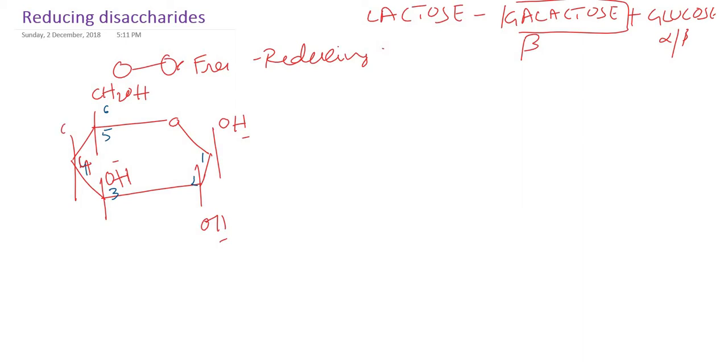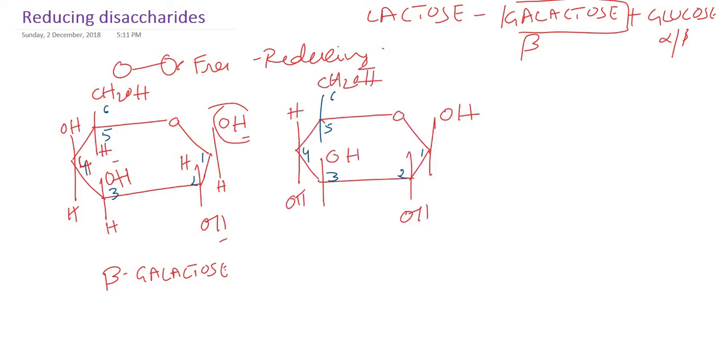Here will be OH. If you know the structure of glucose, you can write the structure of any molecule. This is beta galactose because OH is above the plane. Then another glucose. Glucose can be alpha or beta. Okay, we will write beta glucose only. This is beta. Why? Because OH is above the plane.